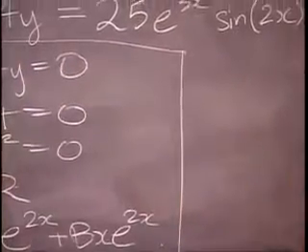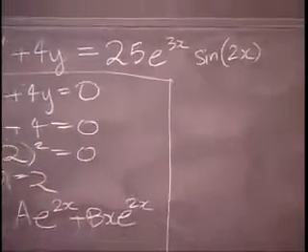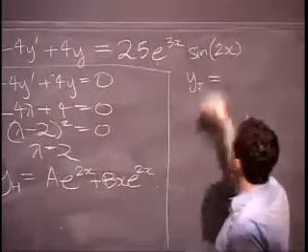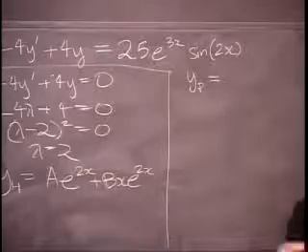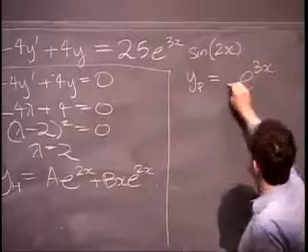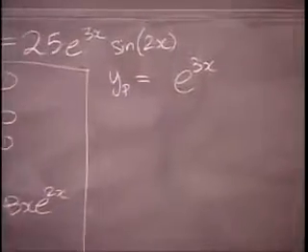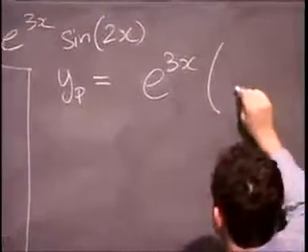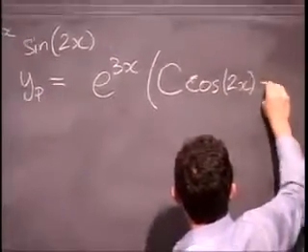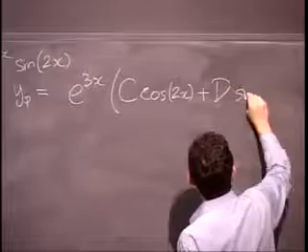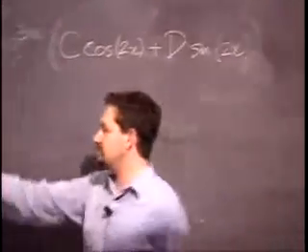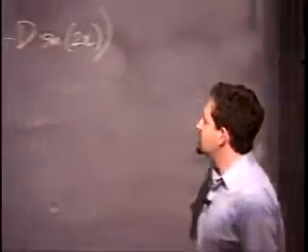Now, let's deal with the particular part. We need to guess a solution. According to this table that I've just written up, we have a product of two things. The e to the 3x bit, I'm going to use e to the 3x. I should have a constant out there, but I don't need it because it's a product. And I'm going to use here capital C cosine 2x plus capital D sine 2x. I don't want to use a and b because they're already used over there. Right, so that's my guess.